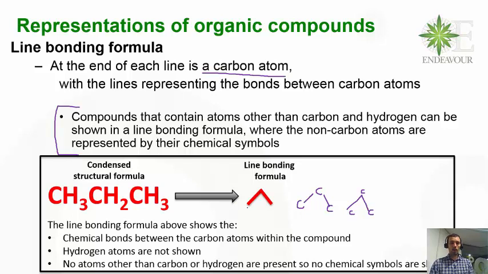So what does the line bonding formula actually show you? Well, it shows you the chemical bonds between the carbon atoms within the compound, but not the hydrogens. So the amount of information you're getting from the line bonding formula is a little bit limited.